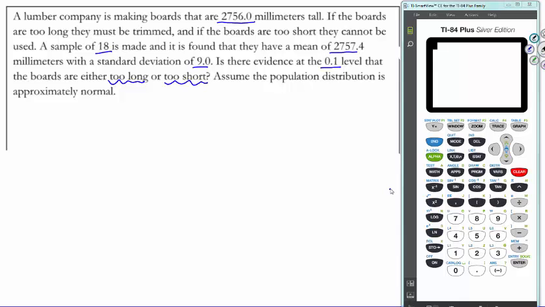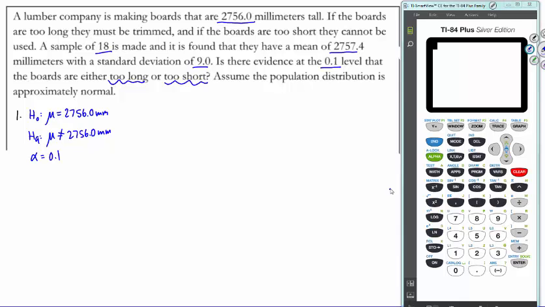To run this hypothesis test, we follow the same 4 steps. First, determine the null and alternative hypothesis. Null hypothesis, the boards are assumed to be 2756 millimeters. Alternative hypothesis, perhaps they are not 2756.0 millimeters, and there could be error on either side, so it's a two-tailed test. Evidence at the 0.1 level, so alpha equals 0.1.